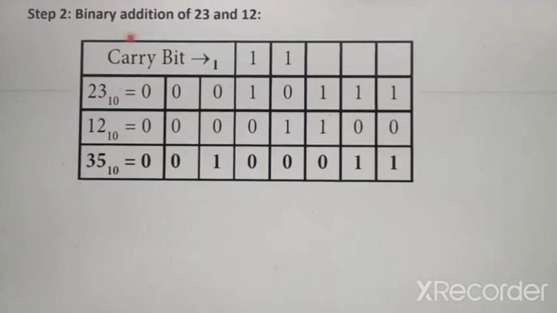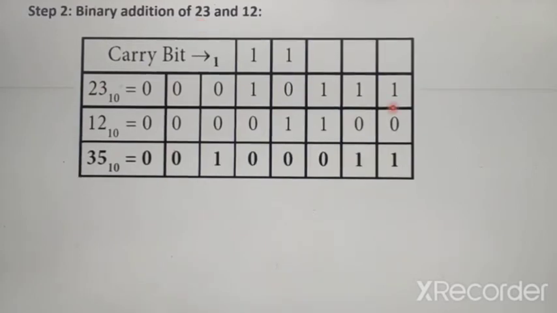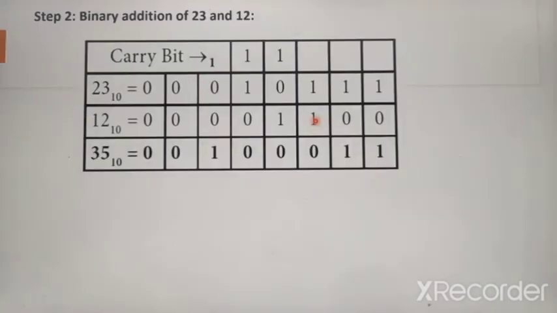Step 2, binary addition of 23 and 12. Let's see how to add these two binary numbers. Here 1 plus 0 is equal to 1. There is no carry, only sum. Next 1 plus 0 is equal to 1. Here 1 plus 1 is equal to 10. Here we have to consider the 0 as the sum and 1 as a carry bit. That carry bit we have to add with the previous position of the bit.